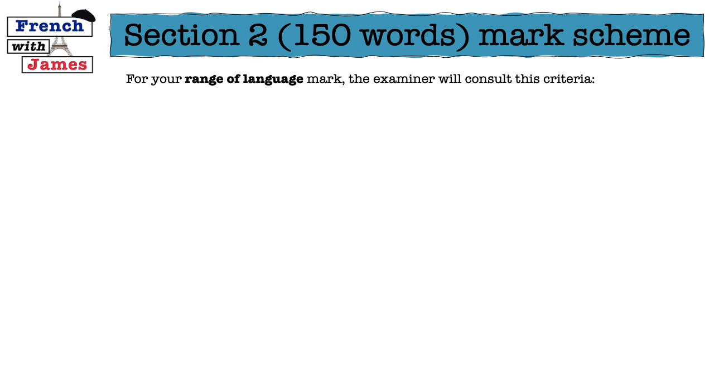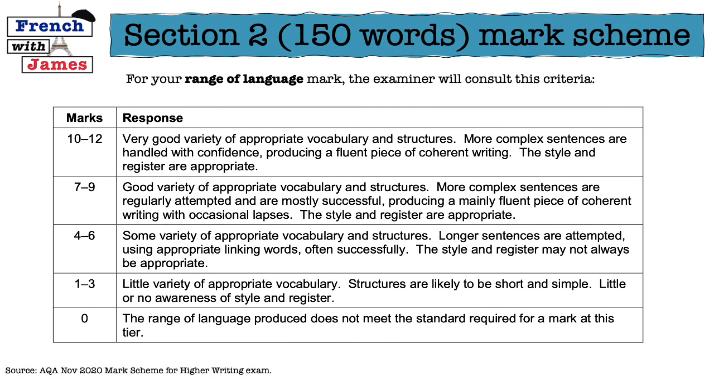For range of language, this is the criteria. So the top band, 12 out of 12, or 10 or 11 out of 12, requires you to give a really good variety of vocabulary and structures, so a variety of language, of grammar, and of relevant topical vocab, and more complex sentences are handled with confidence.